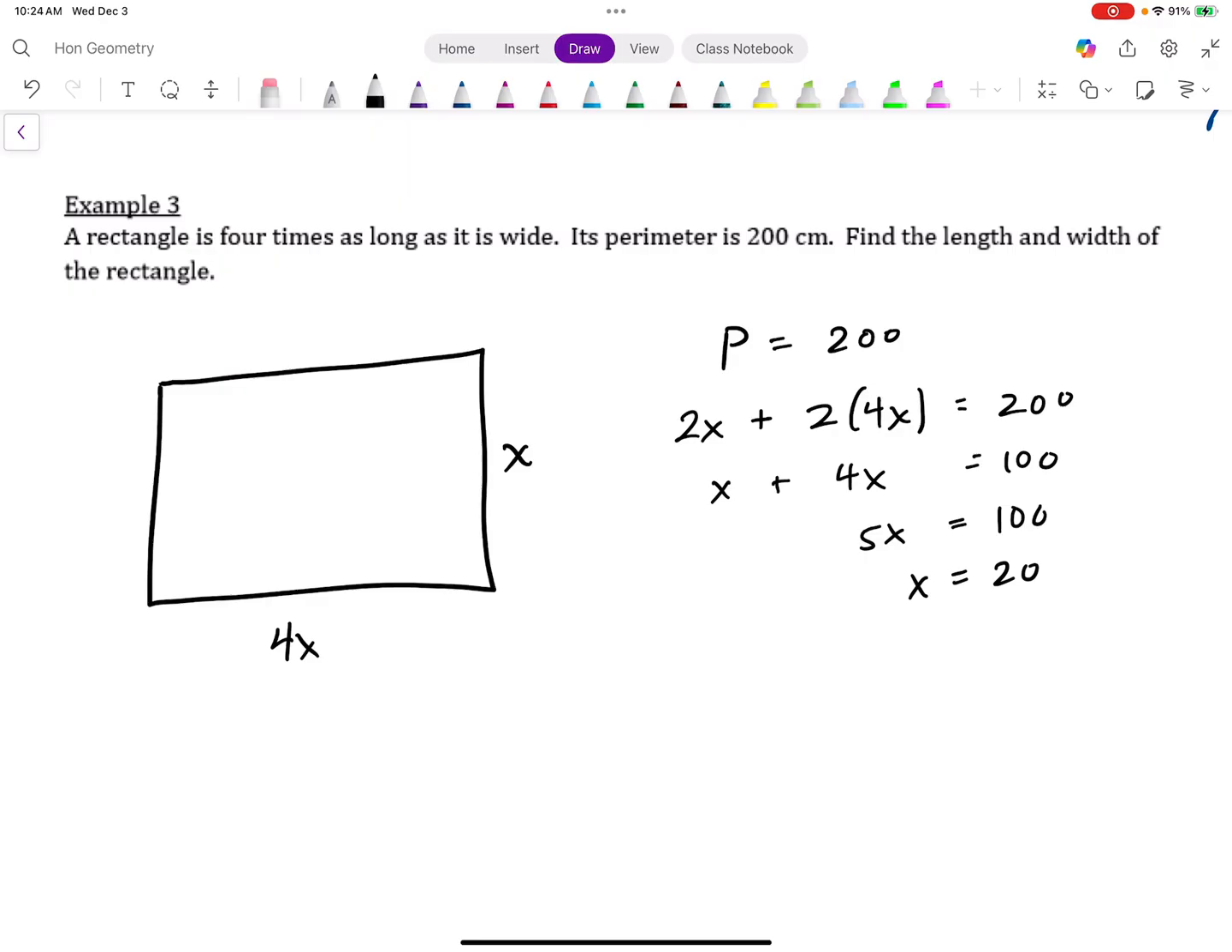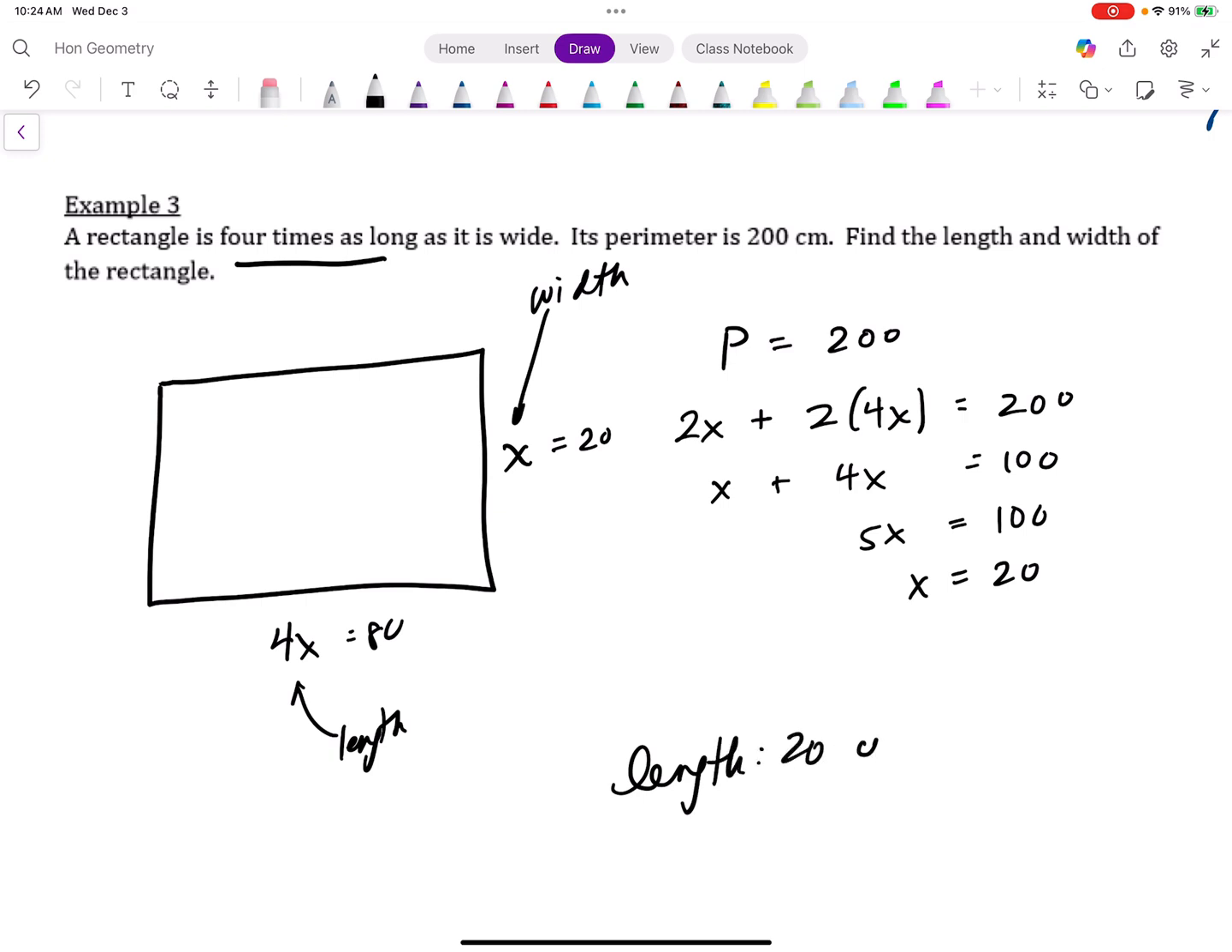What do they want? Oh, are we done already? Find the length and width. So it was 4 times as long. So this was the length and this was the width. So if this is 20, this is 80. So the length is 80 centimeters and the width is 20 centimeters.